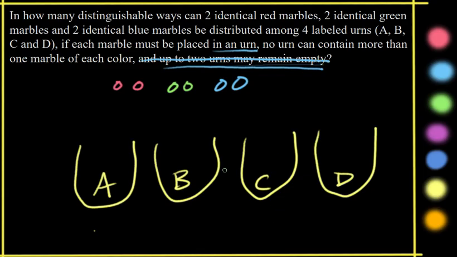So the way to think about this is, how many ways are there to distribute the reds?